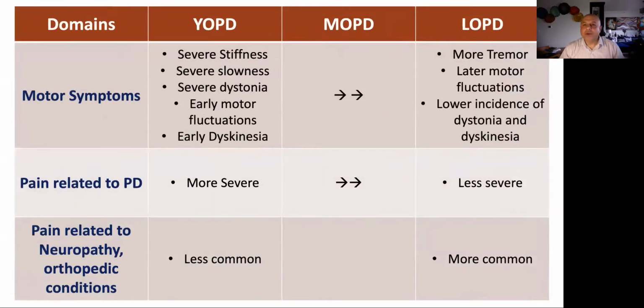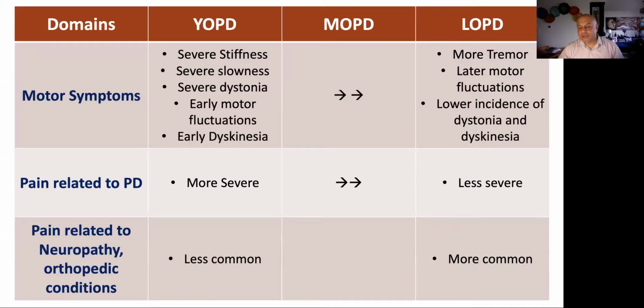And what about motor symptoms in young onset versus late onset Parkinson's disease? Because of the genetic propensity in young onset, we see more stiffness, slowness, and dystonia in young onset Parkinson's disease, whereas we see more tremor in late onset Parkinson's disease. Young onset Parkinson's disease individuals are more prone to early motor fluctuations and early dyskinesias after treatment.